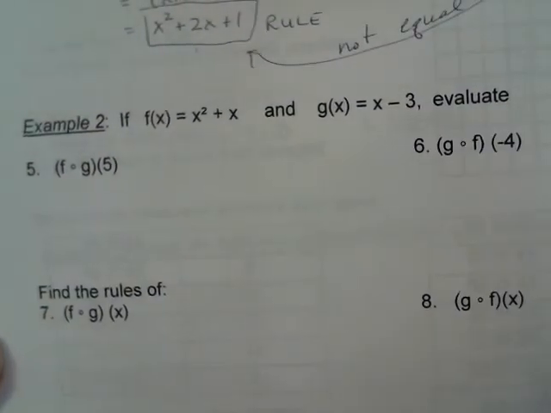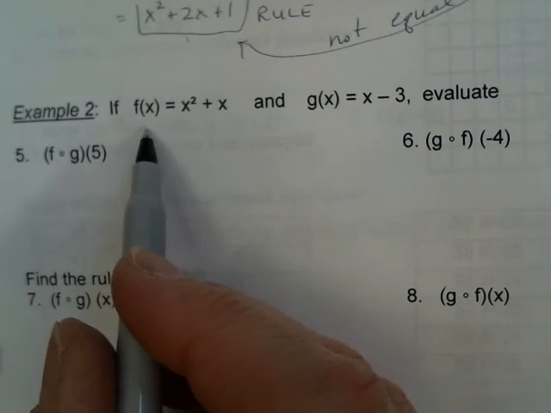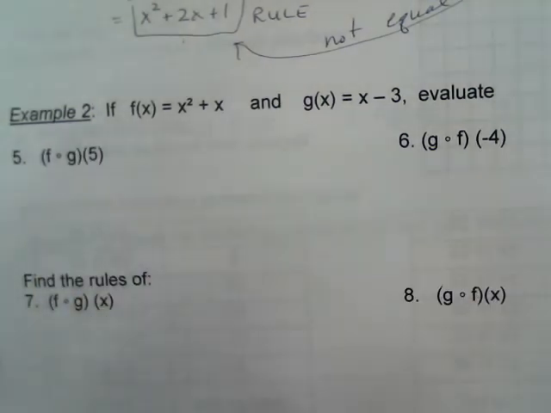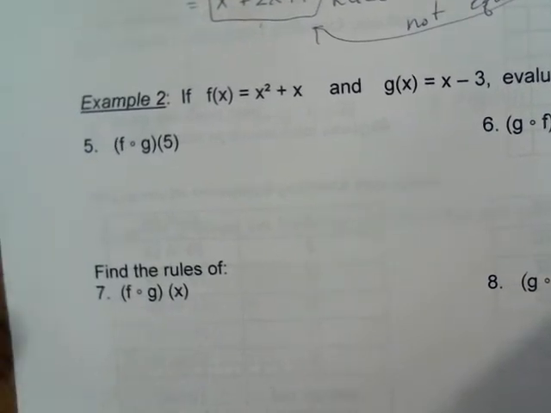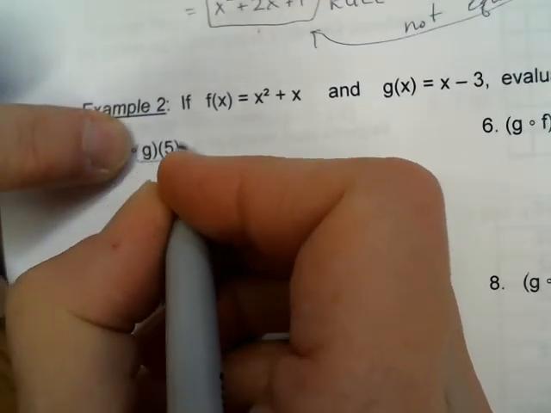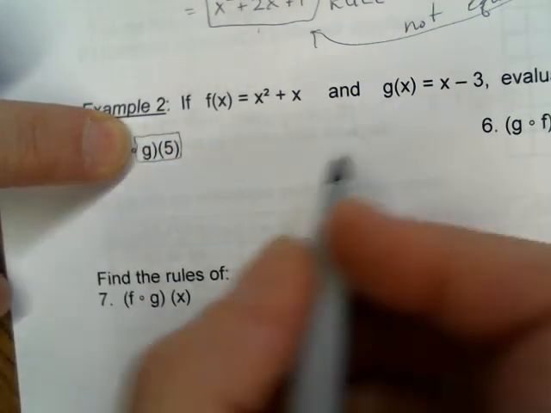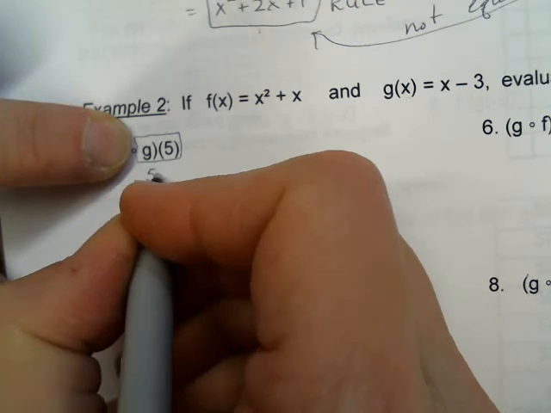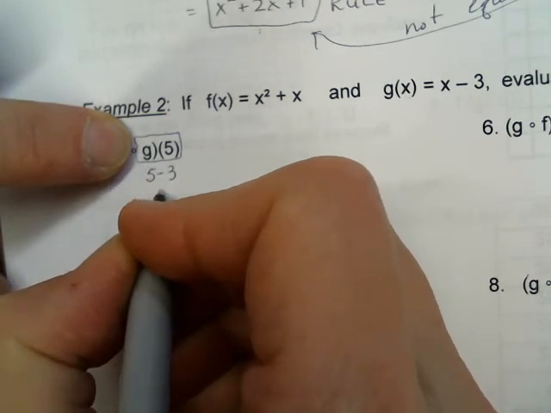All right, let's go through this next example. It's pretty much like the other example above, but I've just given you two new f and g's. So we've got a different f and a different g. So let's just practice this. What do we do first? We cover up the f, and we're going to figure out what is g of 5. Well, g of x is x minus 3, so g of 5 is 5 minus 3, which is equal to 2.